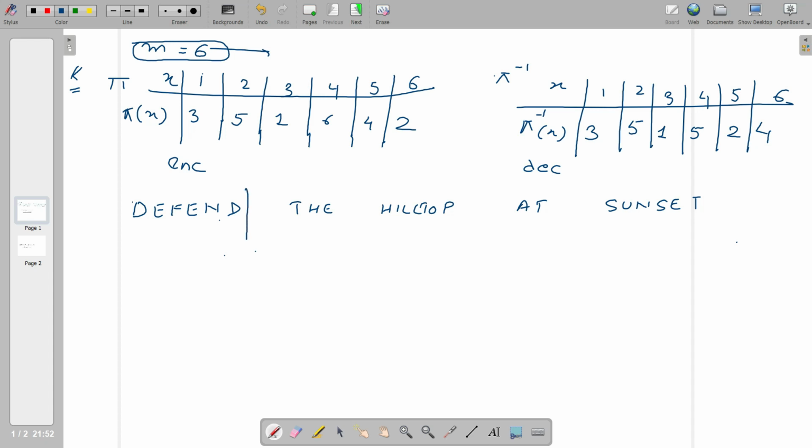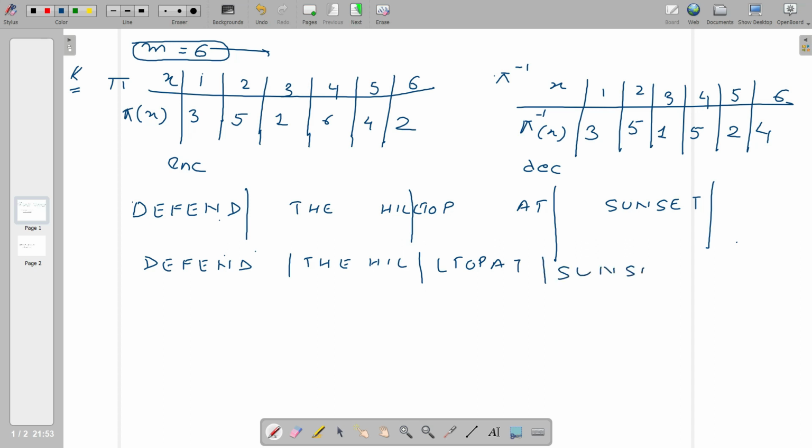So this is the first group, this is going to be the second one, the third one, and so on. Let me write it by combining it: defend, the, hilltop, at, sunset. So this is going to be x1, this is x2, x3, x4, x5, and this is x6.